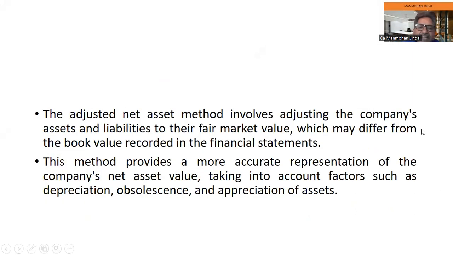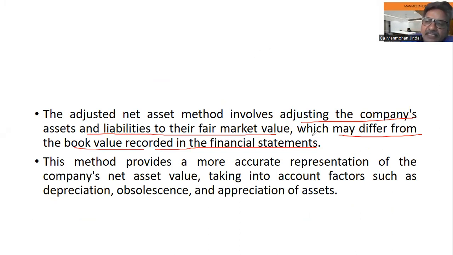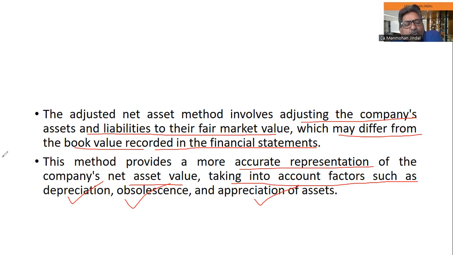So the adjusted net asset method involves adjusting the company's assets and liabilities to their fair market value, which may differ from the book value recorded in the financial statements. So definitely the assets on the asset side of the balance sheet are revalued and considered at market value, which may be different from the book value. The method provides a more accurate presentation of the company's net asset value, taking into account factors such as depreciation, obsolescence, and appreciation of the assets. So the real-time value of those assets is what is considered.